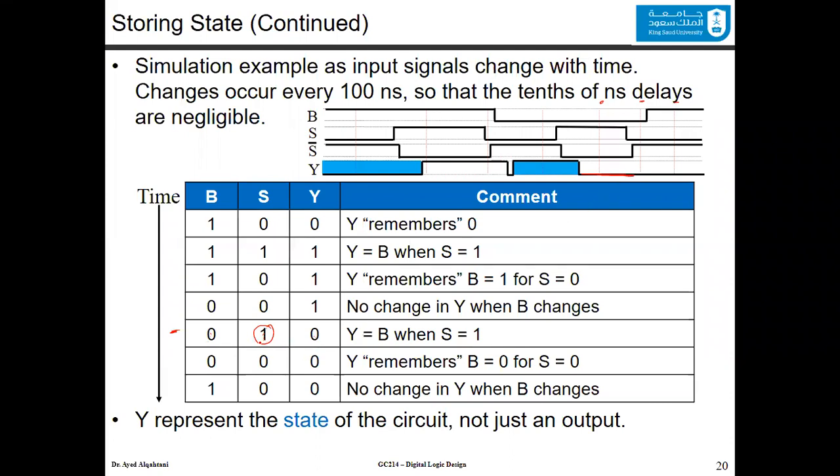Now, we change the selection line from 1 to 0 at this point. So you can see that the selection line was 1, and then we change it to 0. And because of this, y would remember its old value, so it will keep having the same output value, 0. And in the last row, the selection line was still 0, so the output is still 0. But we change the value of b. The value of b was 0, and then we make it 1. But this change won't affect the result, because the selection line now is 0, and 0 means that I'm taking the old output of y, and there won't be any changes in y when b changes, as you can see.